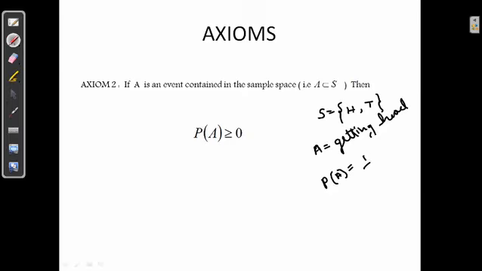Probability of A is 1 divided by 2, so that would be 0.5. So this is probability of A greater than 0. Similarly, probability of getting tail is again 0.5. So the probability of A is greater than or equal to 0. So this is your second axiom. Now let us consider the third.